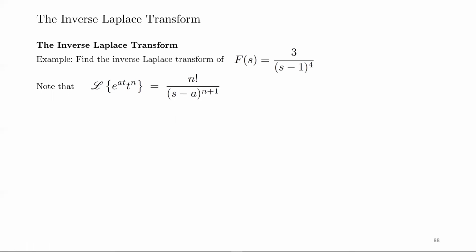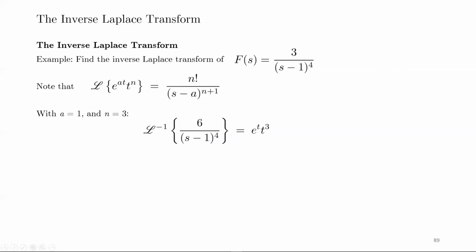If we take a equal to 1 and n equal to 3, we get 3 factorial, which is 3 times 2 times 1, which is 6, and a is equal to 1. Well, the inverse Laplace transform of 6 over (s minus 1) to the power of 4 is equal to e to the t times t cubed.